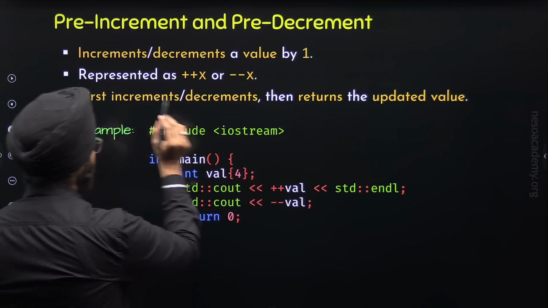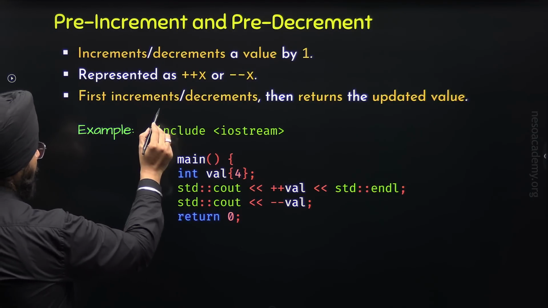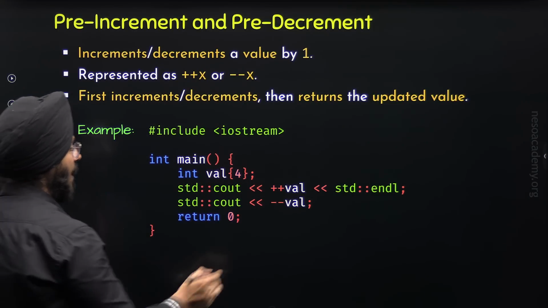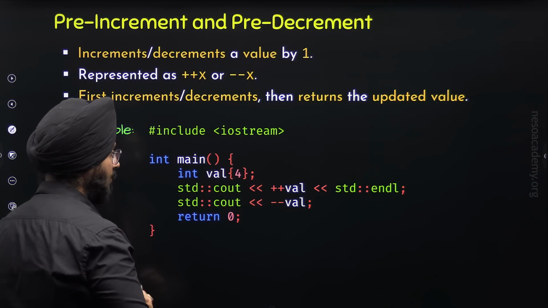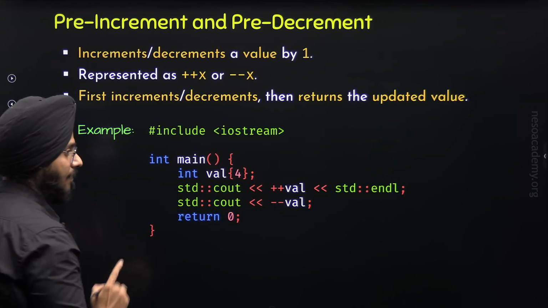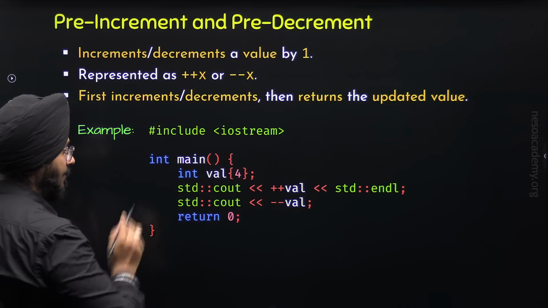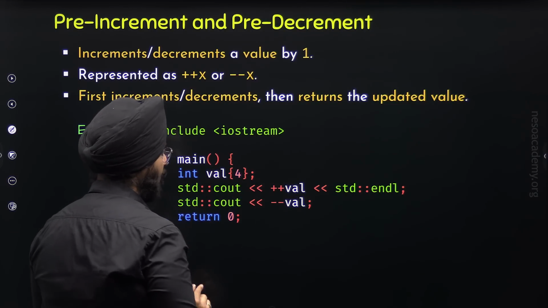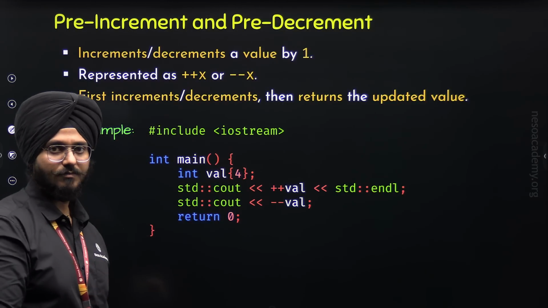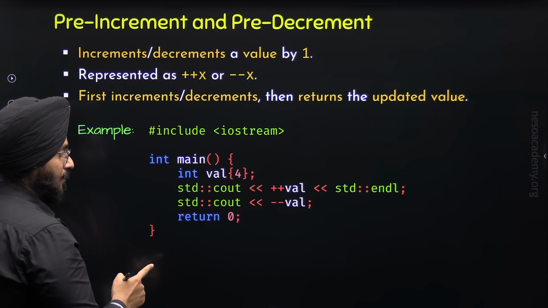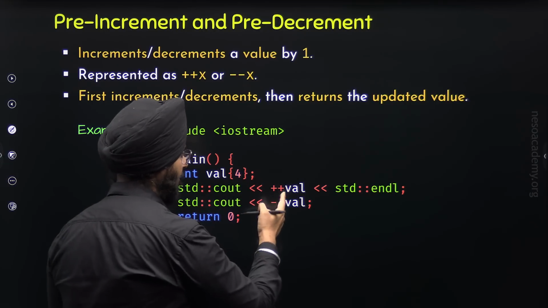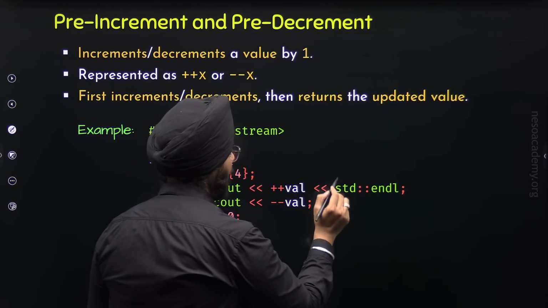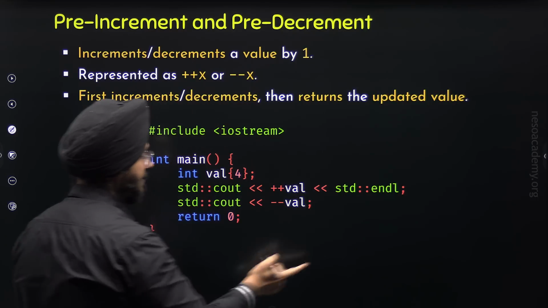We know according to this line, first the increment happens and then the updated value is returned. Here we have ++val. We know that first this value will be incremented by 1. We will get 5 here. Then this value is returned. This means in place of ++val, we will get value 5. So we know that after execution of this program, 5 will be displayed on the screen because of this std::cout. And then after this, because of std::endl, we will move to the next line.